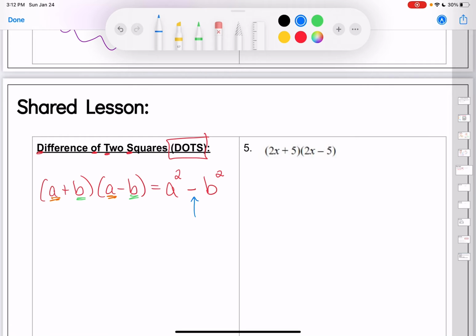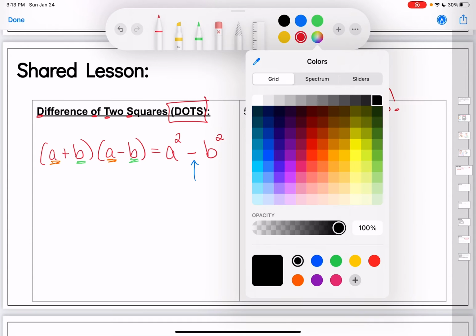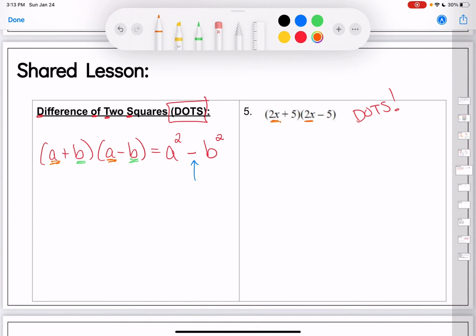So here's what I mean by using that shortcut. So I look at number 5. I see 2x plus 5 times 2x minus 5. A plus b times a minus b. That's dots right there. I could do all the foiling, I could do all that distributing, and the two will cancel out in the middle, or I could use my shortcut. And I could say, okay, let's do that first term times itself. What's 2x times 2x? 4x squared. I could do that second term times itself. What's 5 times 5? 25. And I know that it has to be subtraction. It's the difference of two terms. You can also think of it as what's 5 times negative 5.